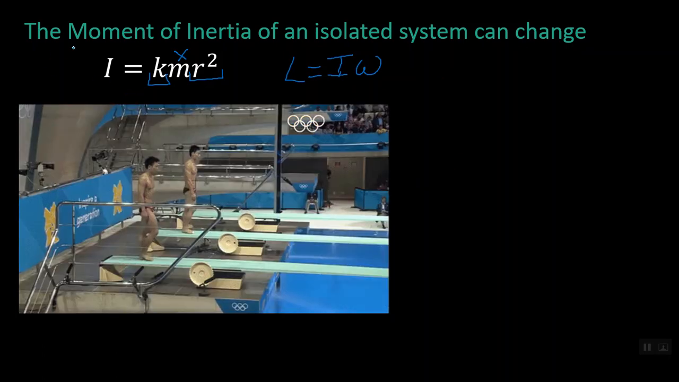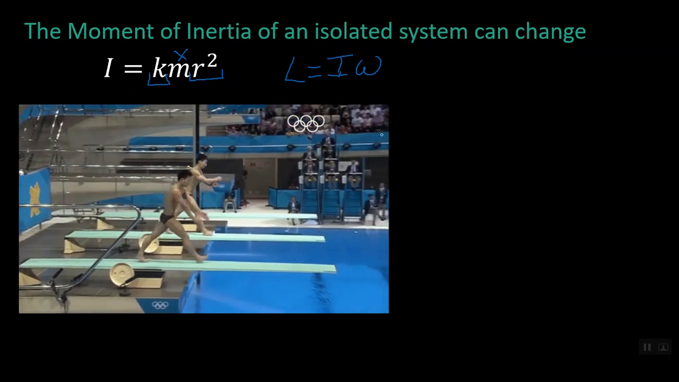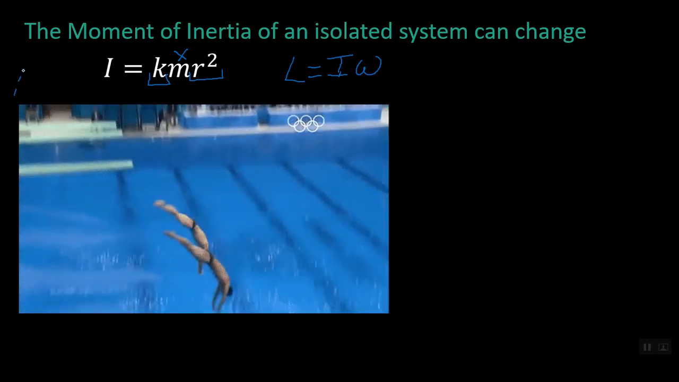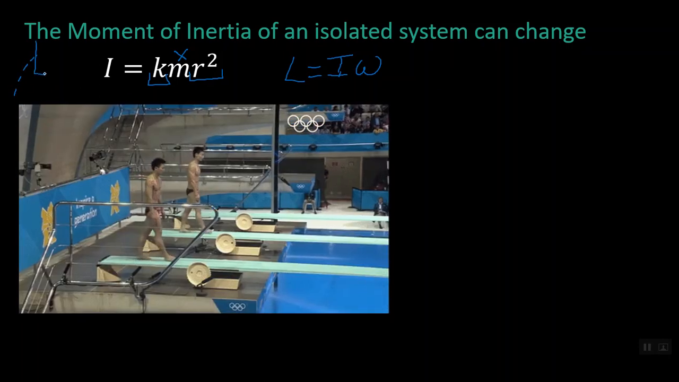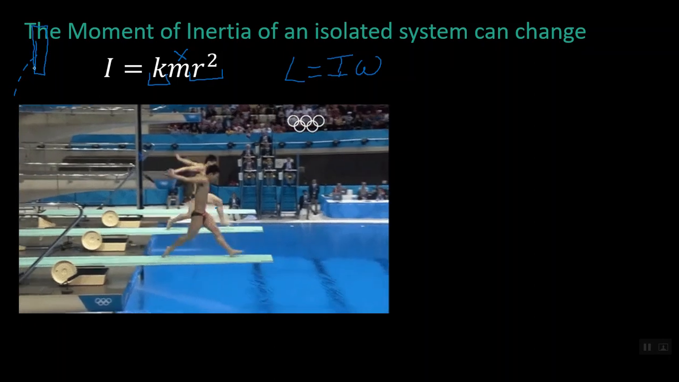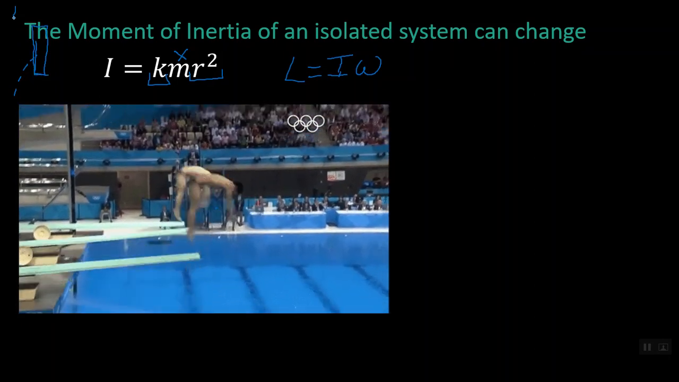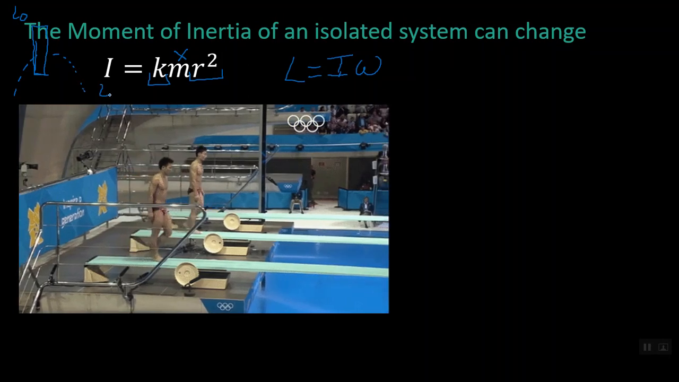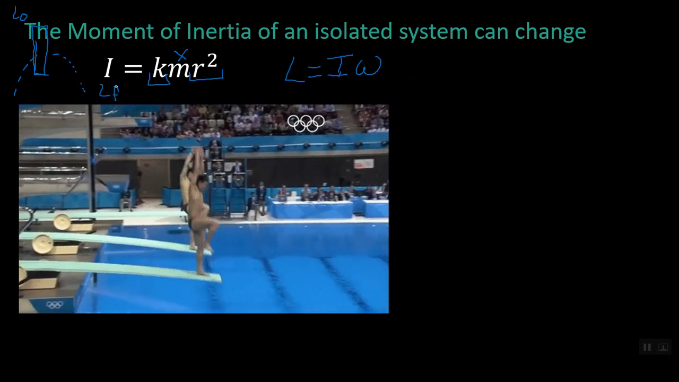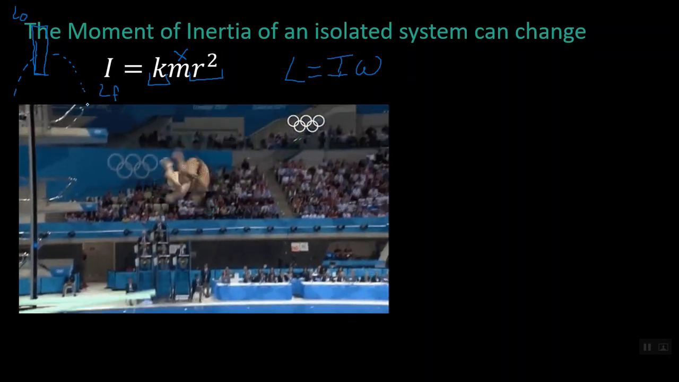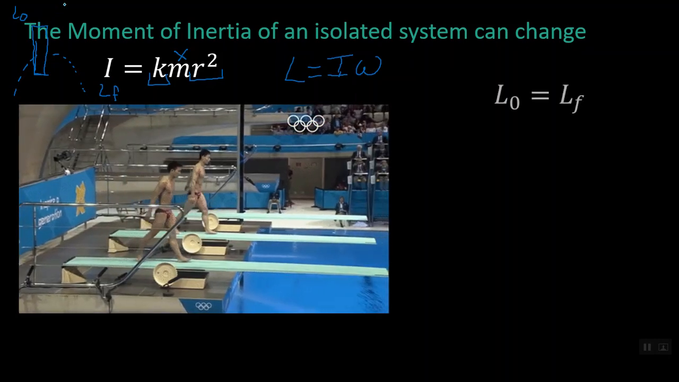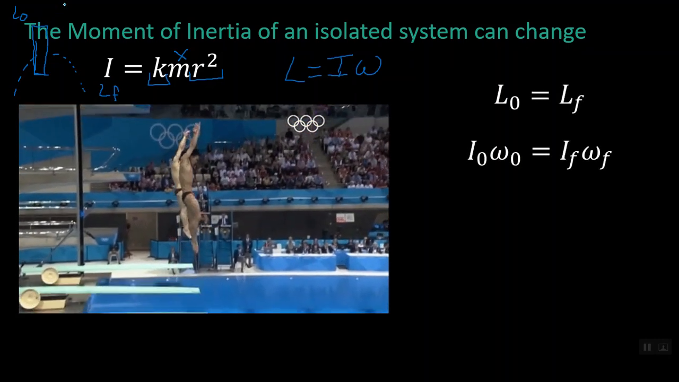So if this is happening to an isolated system, so once these divers are up in the air, they are going to be isolated, there's going to be no net torques acting on them, then that means the initial angular momentum that they start with is going to be the same amount of angular momentum that they end up with. There's no net external torques on this system. So their initial angular momentum is going to be their initial moment of inertia times their angular velocity.